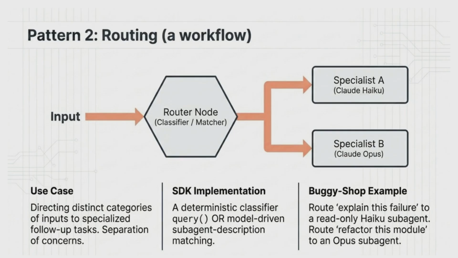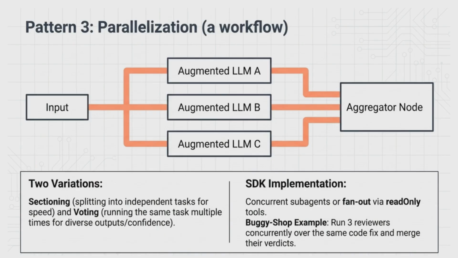LLMs can sometimes work simultaneously on a task and have their outputs aggregated programmatically. It comes in 2 variations. Sectioning splits a task into independent subtasks run at once. Voting runs the same task several times for diverse outputs and higher confidence. Use it when the divided subtasks can be parallelized for speed or when multiple perspectives or attempts are needed for higher confidence.